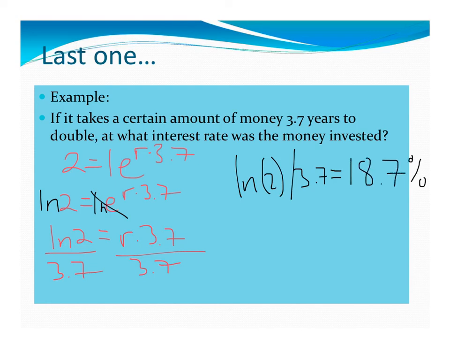18.7%. All right? What you get is 0.187 as your decimal, but remember, if you want to put that in a percentage, you've got to move that twice, and you get 18.7. So that's the interest rate we would need if we wanted to double our money in 3.7 years. Any amount of money compounded continuously would take an 18.7% interest rate for 3.7 years in order for it to double. Awesome. So cool. Man, that's some great knowledge right there.